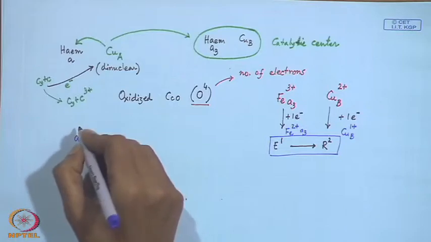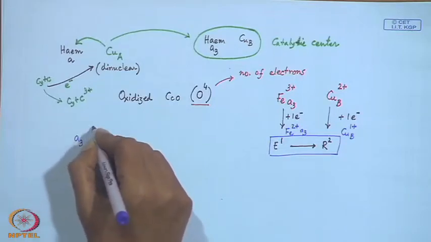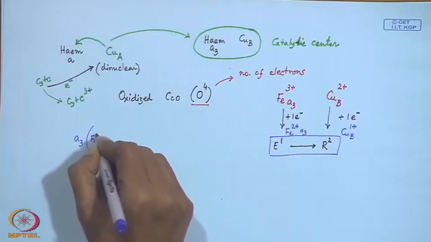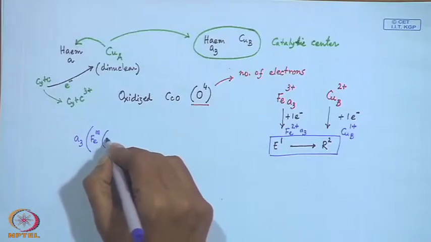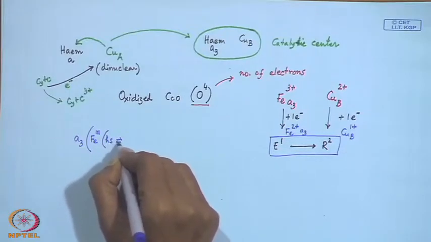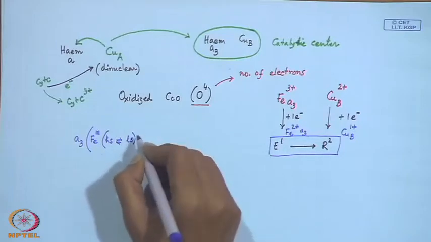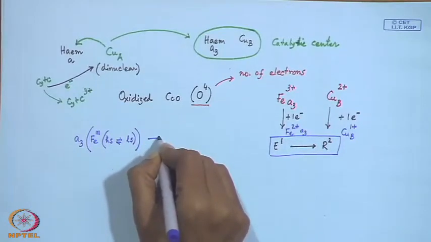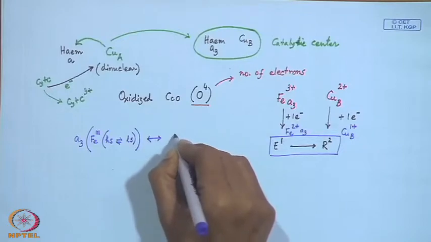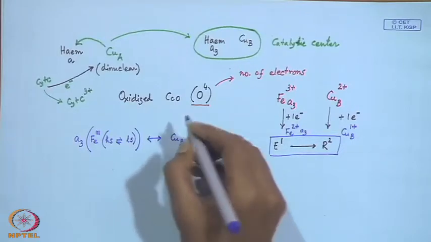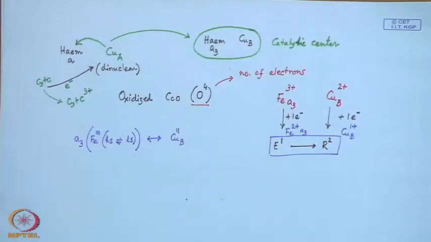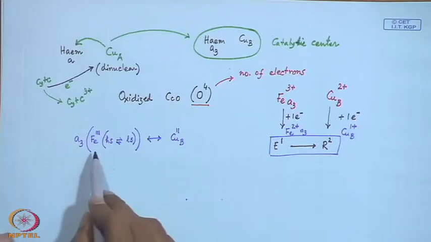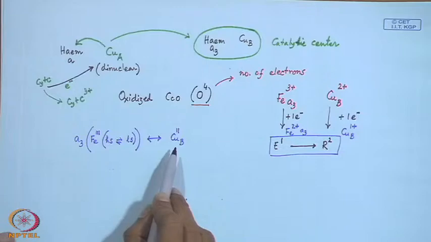So, another form is there, that means you have A3 which is Fe3, and just now we have seen that it can be in equilibrium between high spin and low spin, and you have a nearby copper B which is copper 2. So, now this gives us some idea that this particular center is paramagnetic, which is also EPR active, and this is also EPR active.